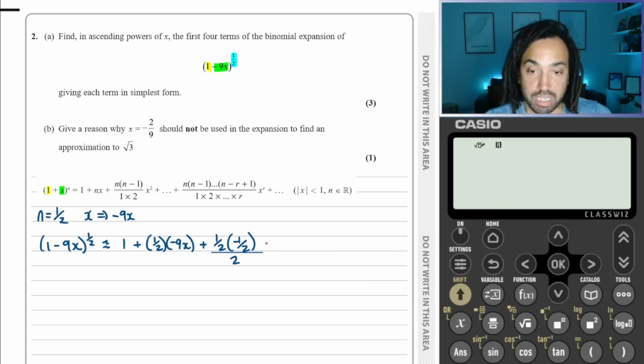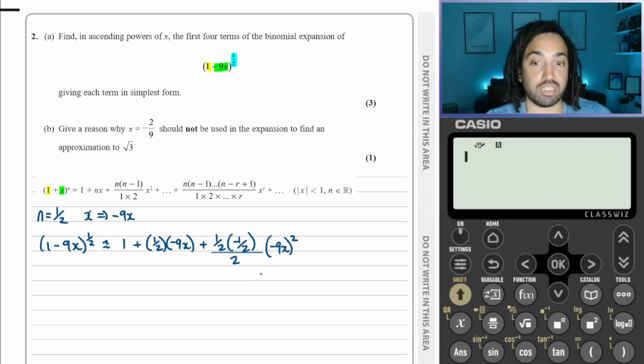And then x squared. Now this is where people make a mistake. When we have x squared, we have to take the new x, which is minus 9x, and we've got to square it like that. Okay, and we need one more term.